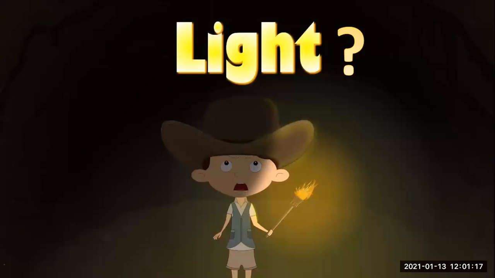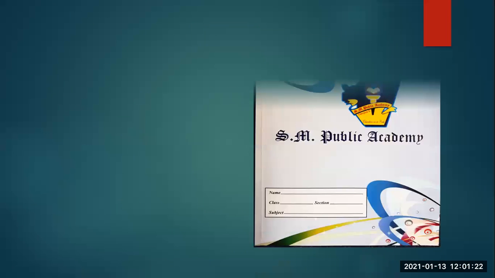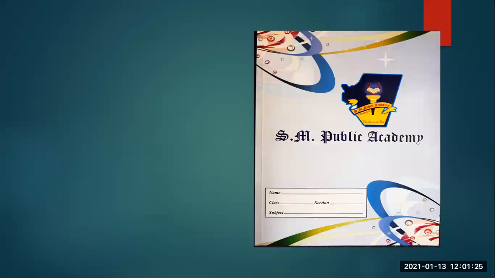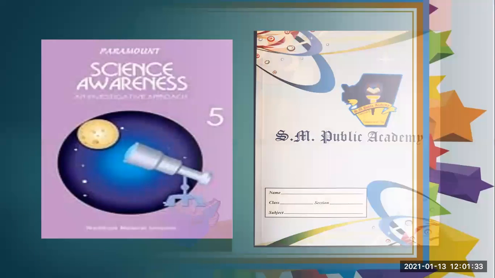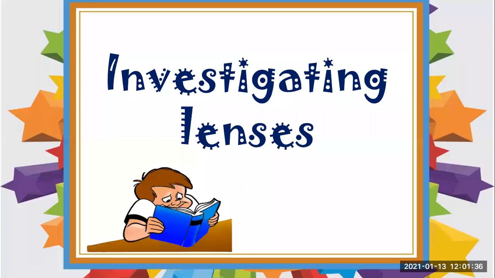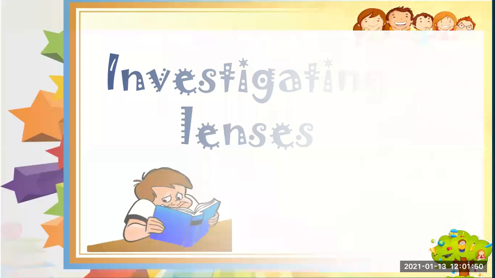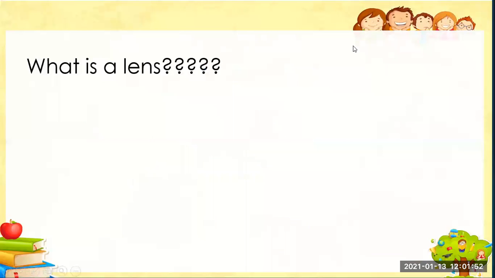Okay, so light is the form of energy. Everybody knows about it. Now what we are going to see, you are having your science copy with you that looks like this. And this is the cover page of your book. I hope that everybody is having the book and copy as well. What we are going to discuss right now is what are lenses. We are going to see investigating lenses. That is a paragraph in your book. And what we are going to see in this paragraph, first we are going to know what is a lens.